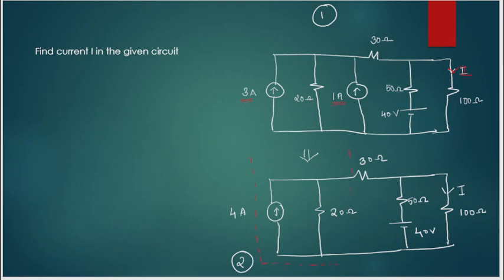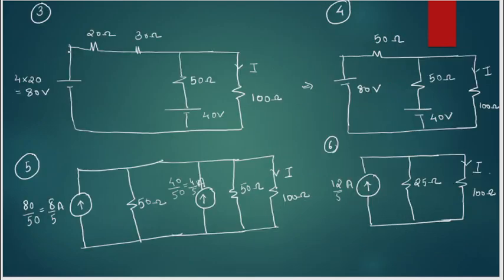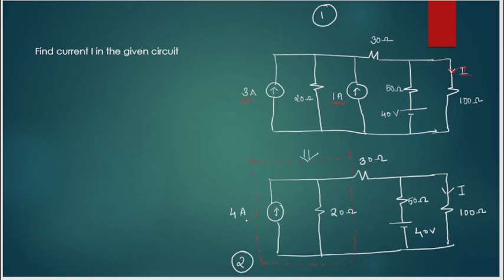So we can convert this into a voltage source and a series resistor. In figure 3 we can see that it is converted to a voltage source and a series resistor. Okay, and this voltage source is equal to 4 into 20, that is this current source, 4 ampere, into 20.